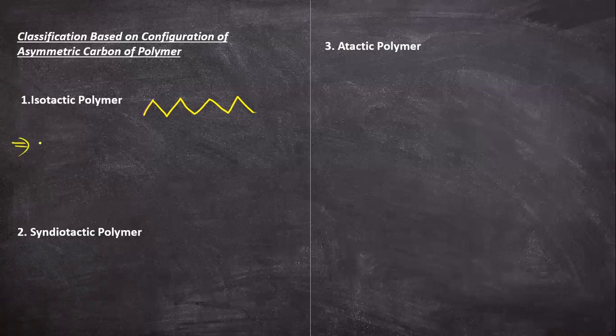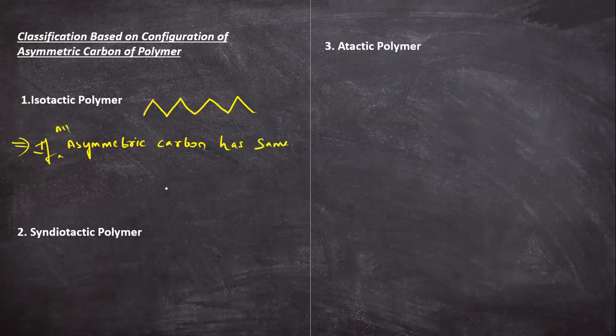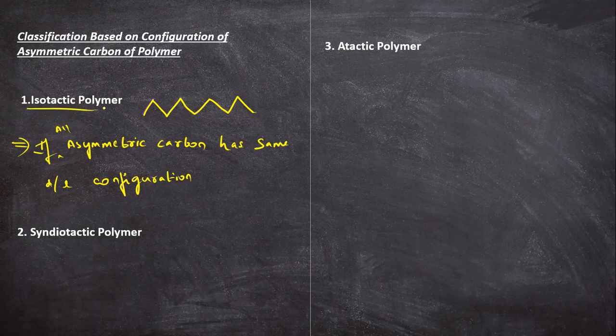Let me define this first. If all asymmetric carbons in the polymer have the same D or L configuration, sorry for the handwriting, then I say that polymer is an isotactic polymer.